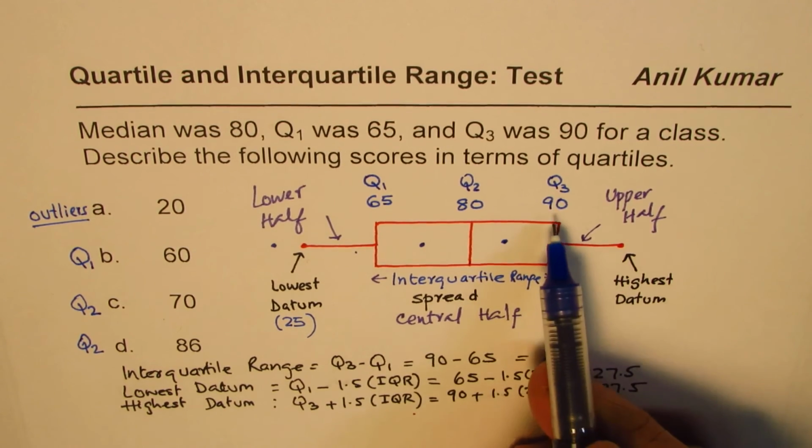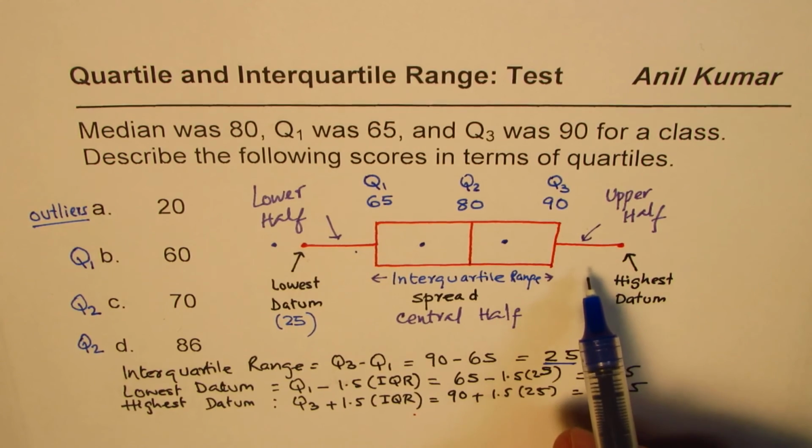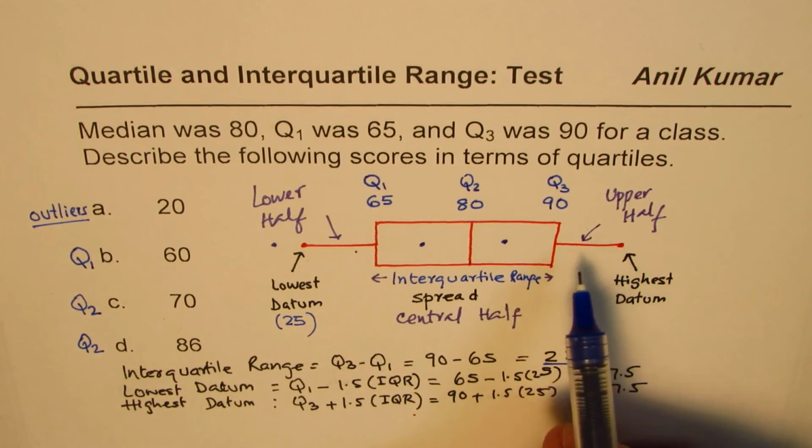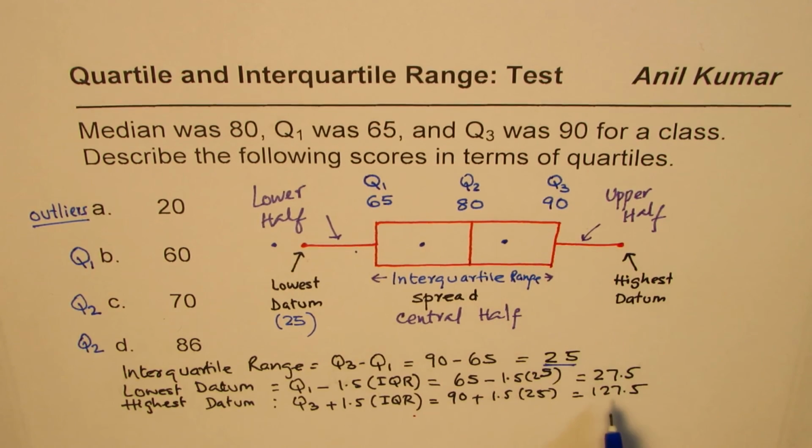A number which is beyond 90, let's say 95, 96 or 100 in this particular case, will be associated with Q3, the upper half, and a number beyond 127.5 will be an outlier in this particular case. I'm Anil Kumar, and I hope with this example you have understood clearly how to sketch a box and whisker plot and how to read the data or describe it in these terms.